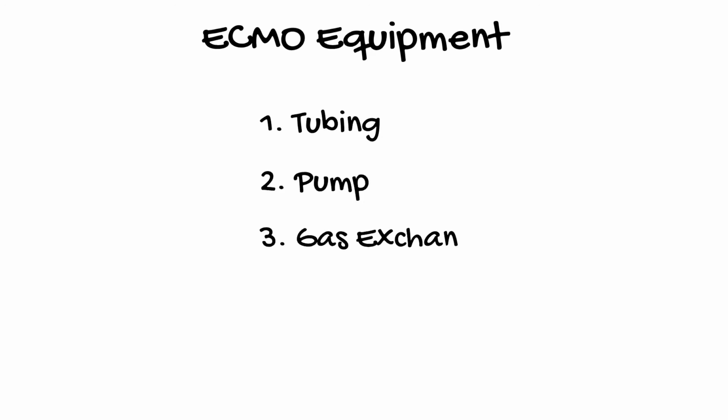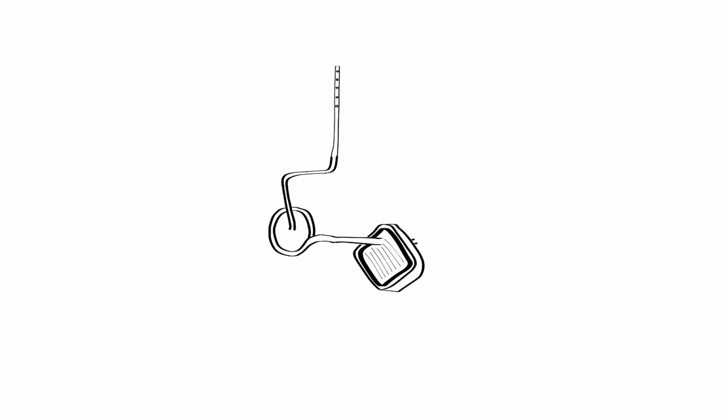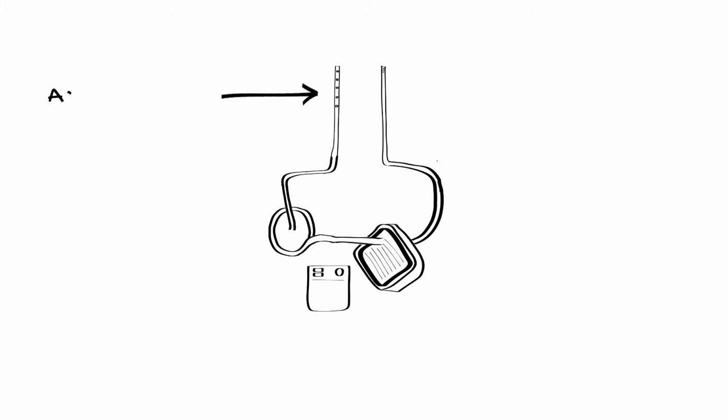The ECMO equipment itself is pretty simple. It consists of tubing, a pump, a gas exchanger, and a console to control the flow rate. If we travel around an ECMO circuit from start to finish, we begin at the access cannula. This is a large cannula which sits in a central vein close to the heart and usually has multiple holes to pull blood into the circuit. For this reason, it is called a multi-stage cannula.